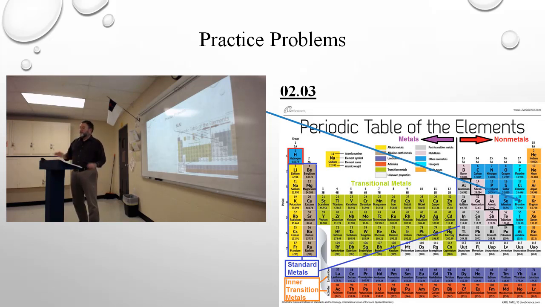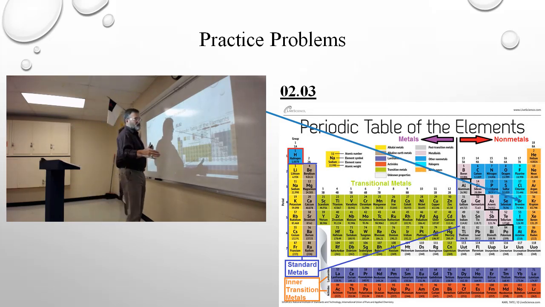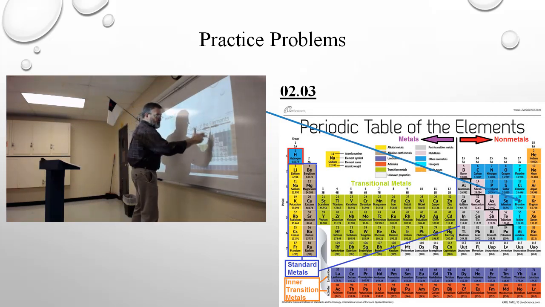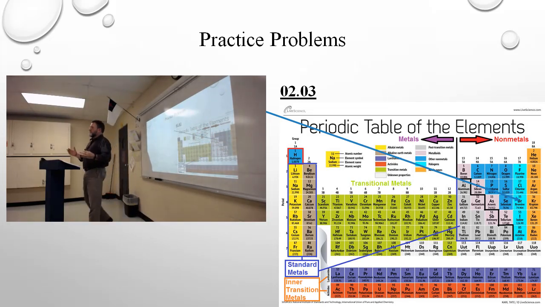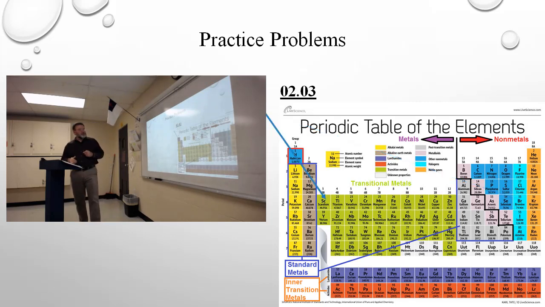Nonmetal. And again, for the metal or nonmetal determination, what we're looking at is that stair-step line or that jagged line that separates the metals from the nonmetals. So just very basically, where does it sit relative to that line? Bromine sits to the right of that line, therefore bromine is a nonmetal. Okay. Scandium?